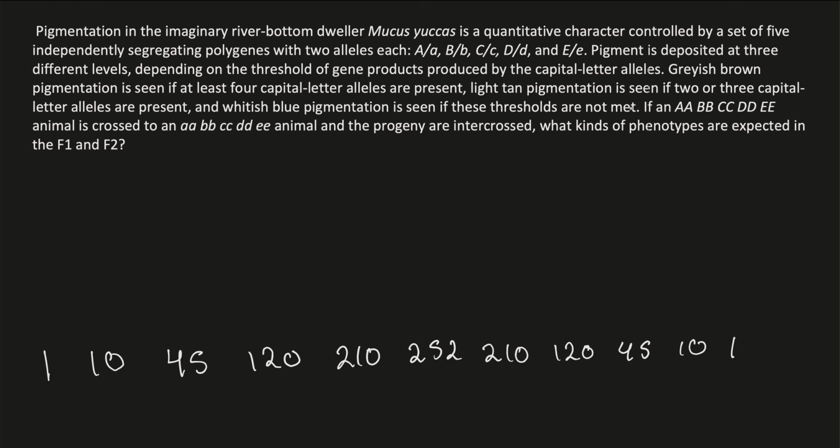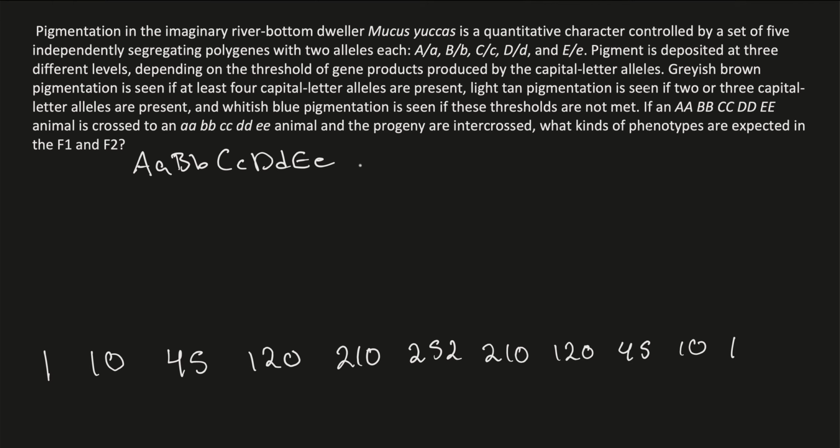Now, if a true breeding homozygous dominant animal for all the genes is crossed with a homozygous recessive animal for all the genes essentially, and the progeny are intercrossed, what kind of phenotypes are expected in the F1 and the F2? Now, in the F1, it shouldn't be too hard. In the F1, you're going to have a pure heterozygote, right, at all of them. And so what you're going to end up having is 5 capital letters, right?